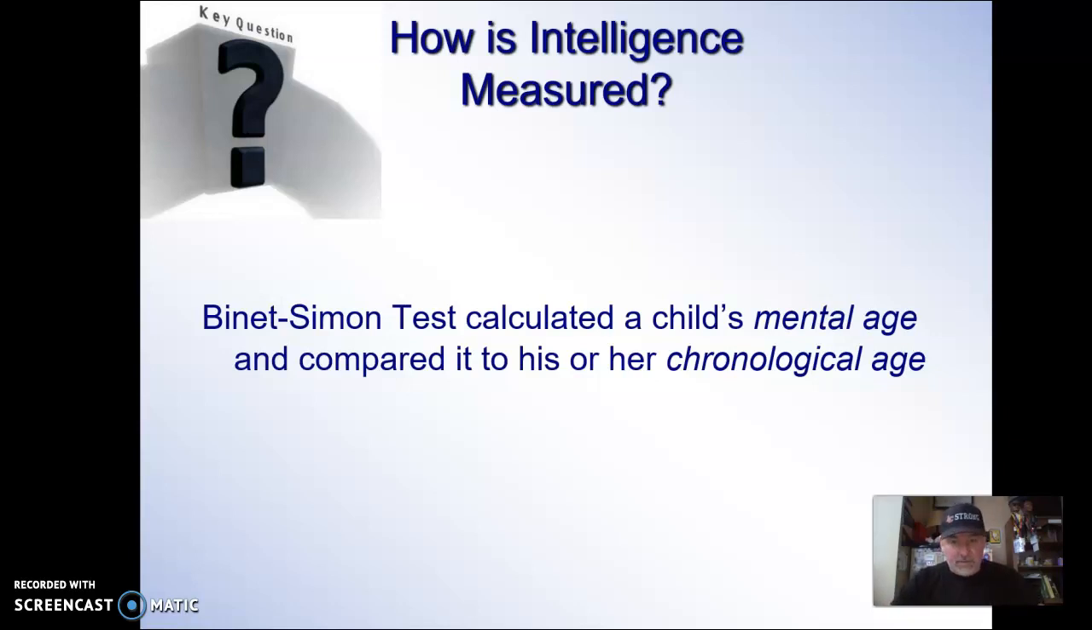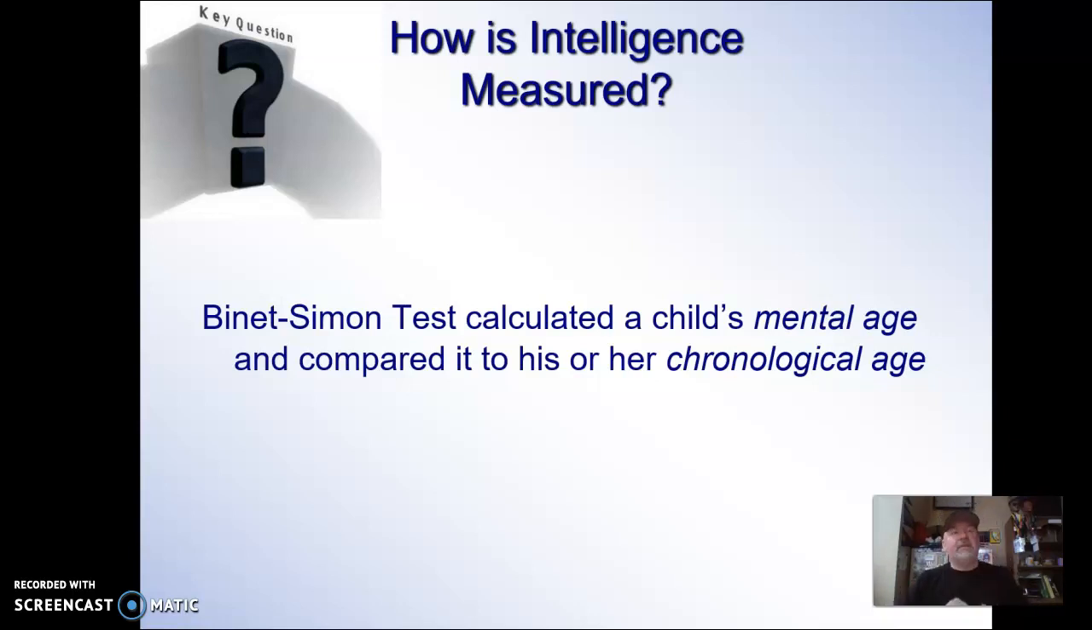And if you remember quotient from math, it has to do with a division problem. It has to do with a fraction. And here's what they would do. They would look at the child's mental age, and they would compare it to their chronological age. Chronological age is easy, right? You know how old you are. How do we figure out mental age, though? How do we do that?